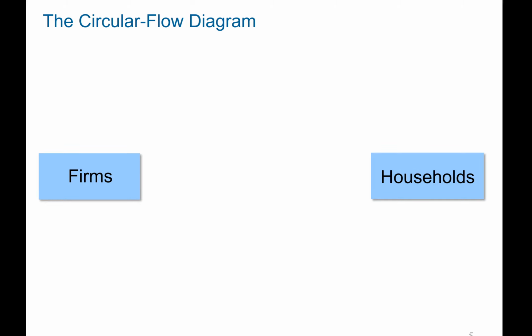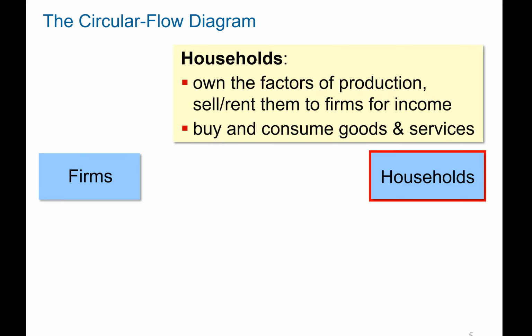So the diagram looks something like this. You've got your two groups in the economy, your households and your firms or businesses. The households are the owners of the factors of production. What you should already know from your micro class is that in a private or market economy, households are the individuals that own the factors of production, the land, the labor, the capital. And they sell or rent them to firms to earn income. The buyers are also part of the households. They're the consumers of goods and services. So that's the role of the households, to sell or rent the factors of production and to buy and consume goods and services.